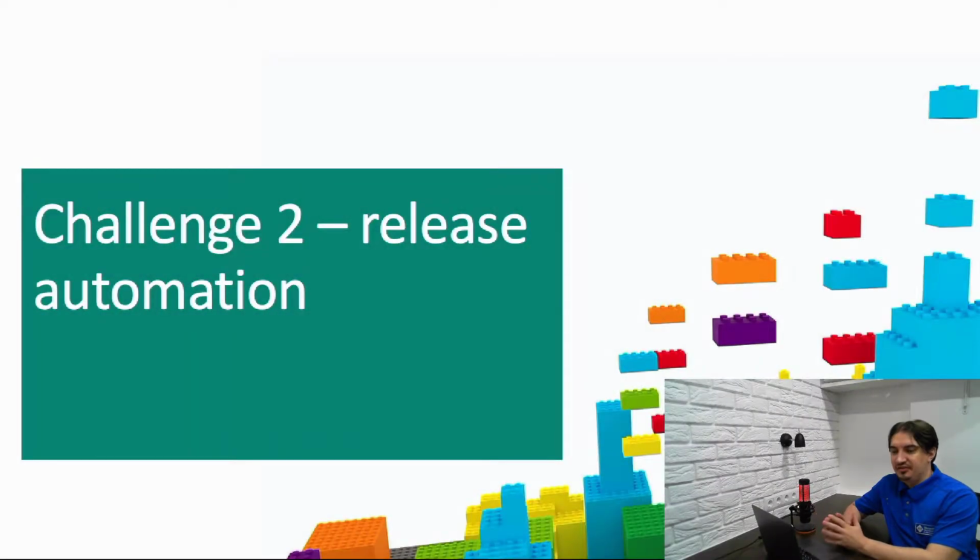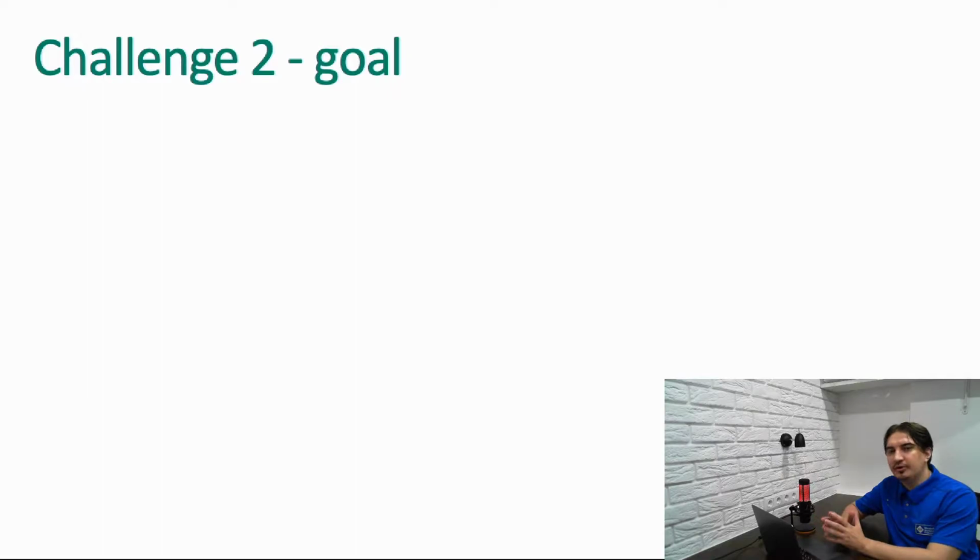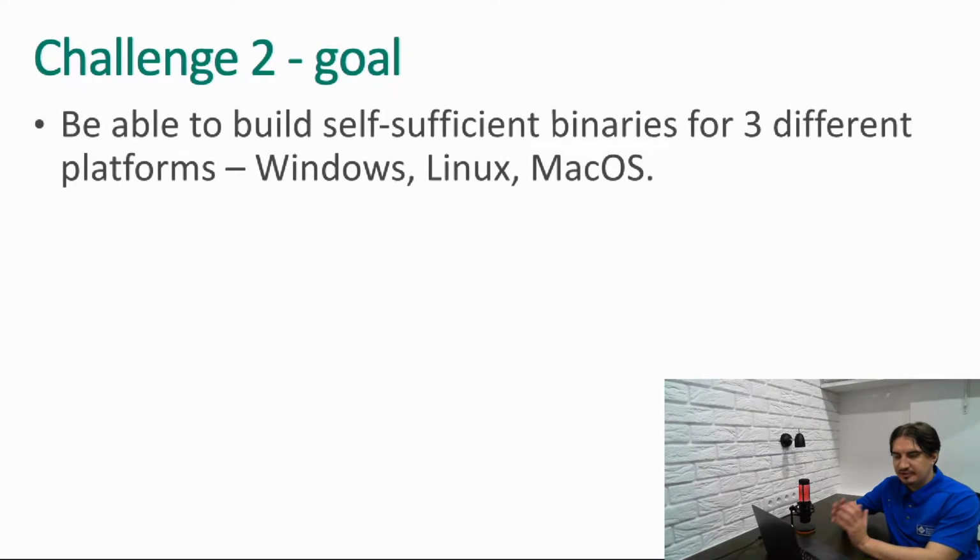Let's talk about the second challenge now, release automation. What was the goal, what did we try to achieve as a part of this challenge? Because, as I was saying, this is a cross-platform command line tool, I want to create a self-sufficient build which I will then distribute somehow across all of my users, and I want to create this self-sufficient build for all three platforms: Windows, Linux, and macOS.